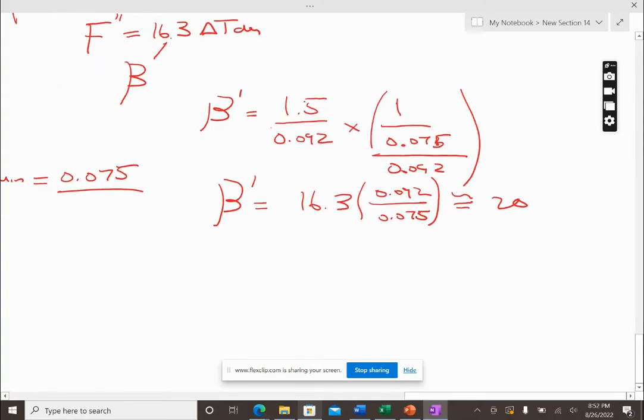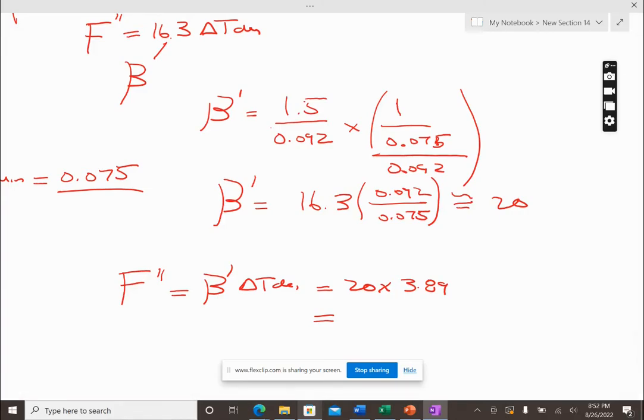All right, so now we got F double prime is equal to beta prime delta T design, and that's just 20 times 3.89, and what we get is 77.8 watts per meter squared.